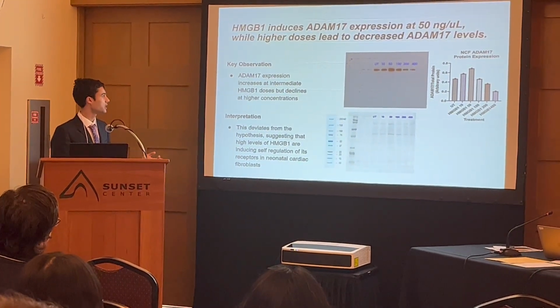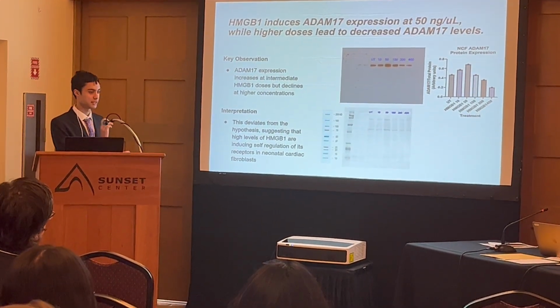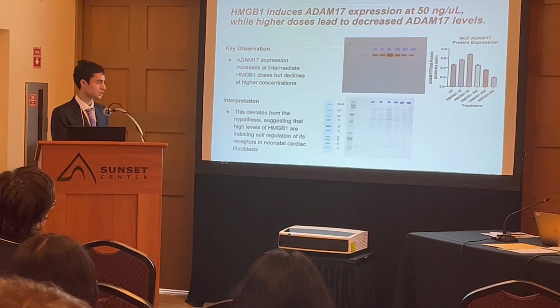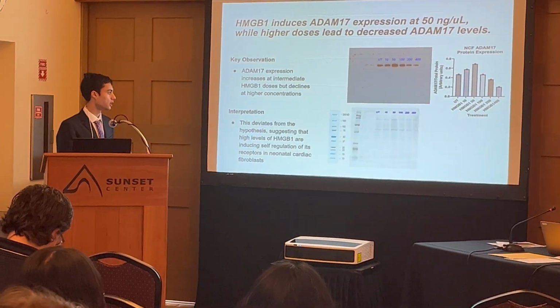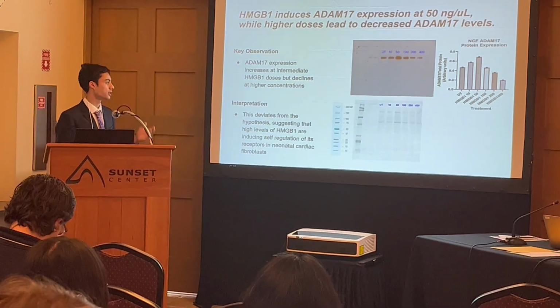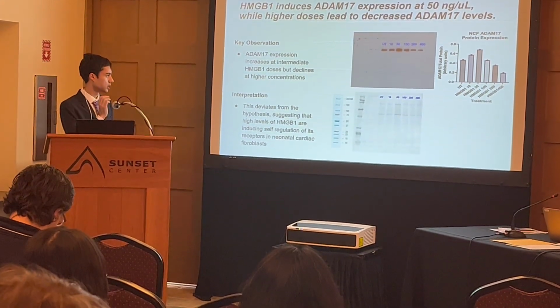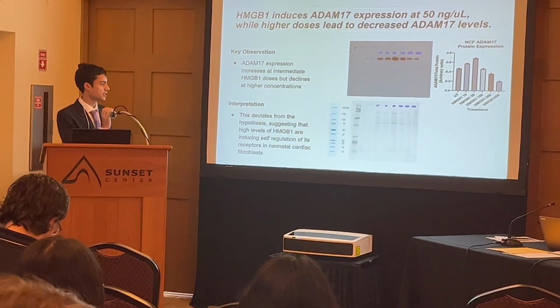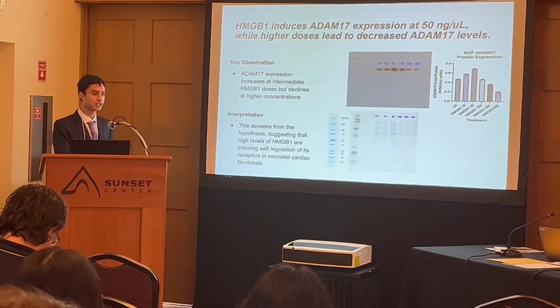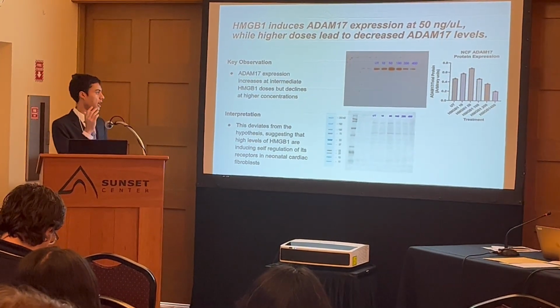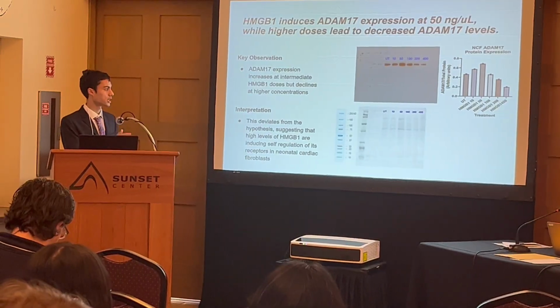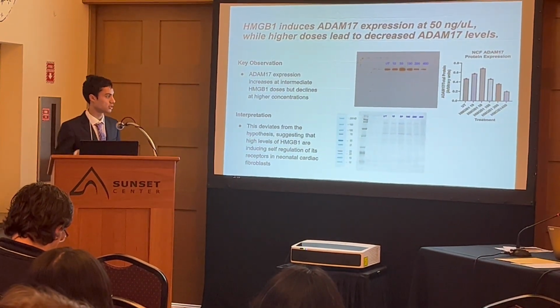And as we could see here in the Western blot data, we did the same type of treatment and same type of conditions, but instead of qPCR and measuring gene expression levels, we measured ADAM17 expression levels. And as we could see here, as HMGB1 concentrations are increasing, there's an increase in expression levels, up to 50 nanograms per microliter, after which there's a decrease.